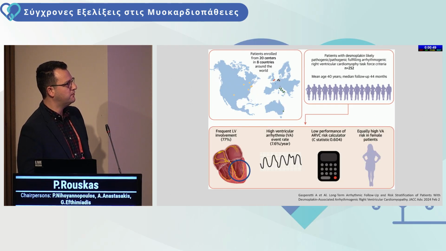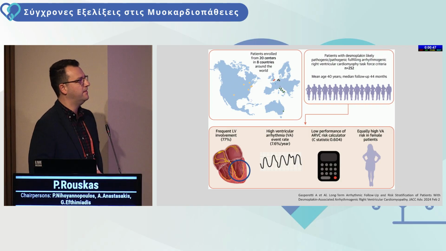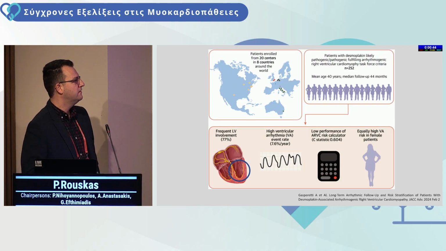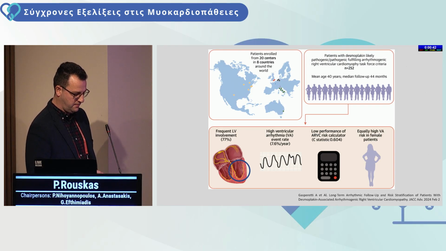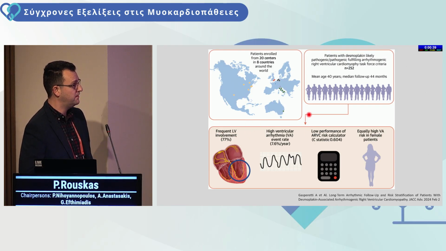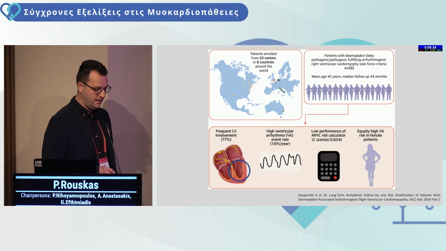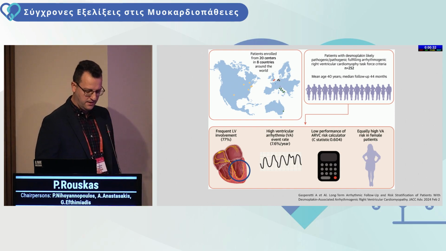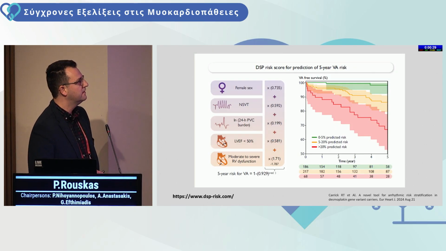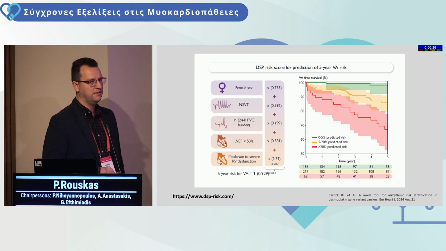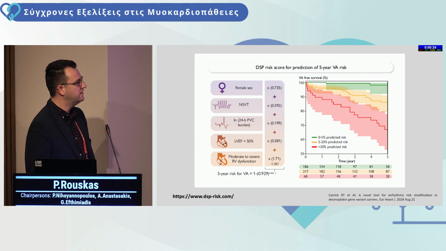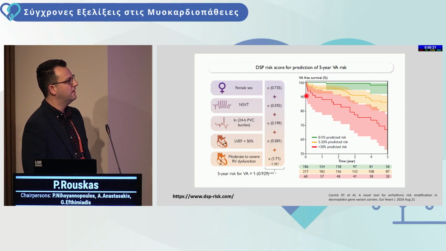And if we take one part of them, the patients that would fulfill the risk criteria from the task force, we would see that many of them, 77%, have frequent LV involvement and high ventricular arrhythmia. The risk calculator would not perform well, okay? And the females would have at least equally high VA risk. So this calculator was created a few months ago, and here you can see the risk factors set in the calculator, and then we can predict the risk in 3 different sections, and we could estimate the 5-year risk.